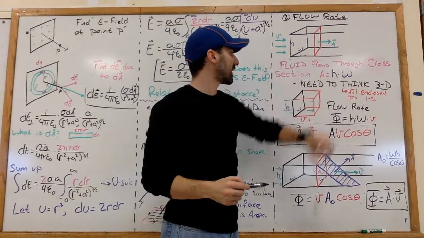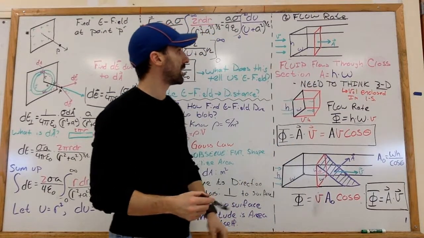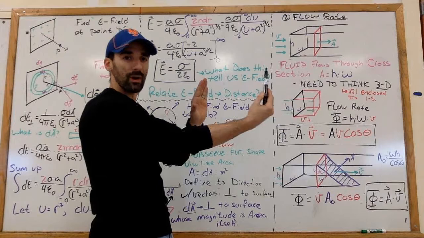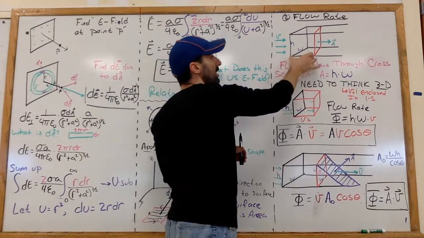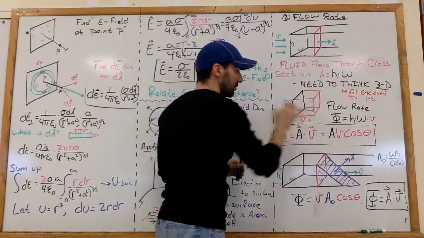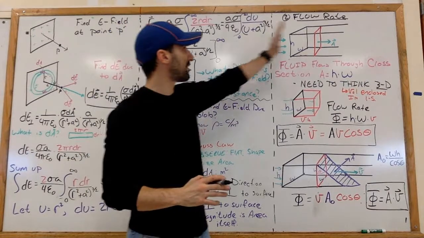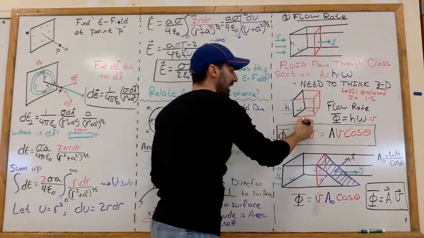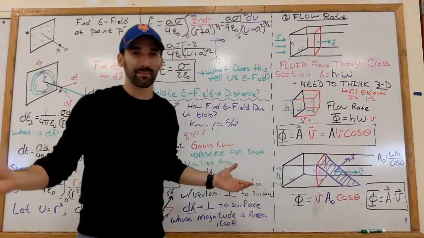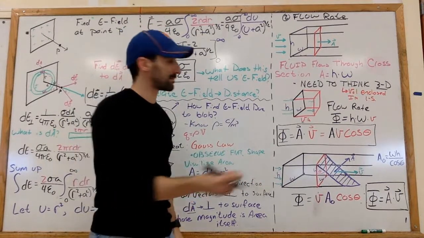I know area is h times w, just my h times my w. And since I'm talking about a flow rate, I want to know how much air is flowing through this section, which I've redrawn down there. My air has some velocity to it. I've defined that as v times 1 second because it's easiest to do v times 1 second.